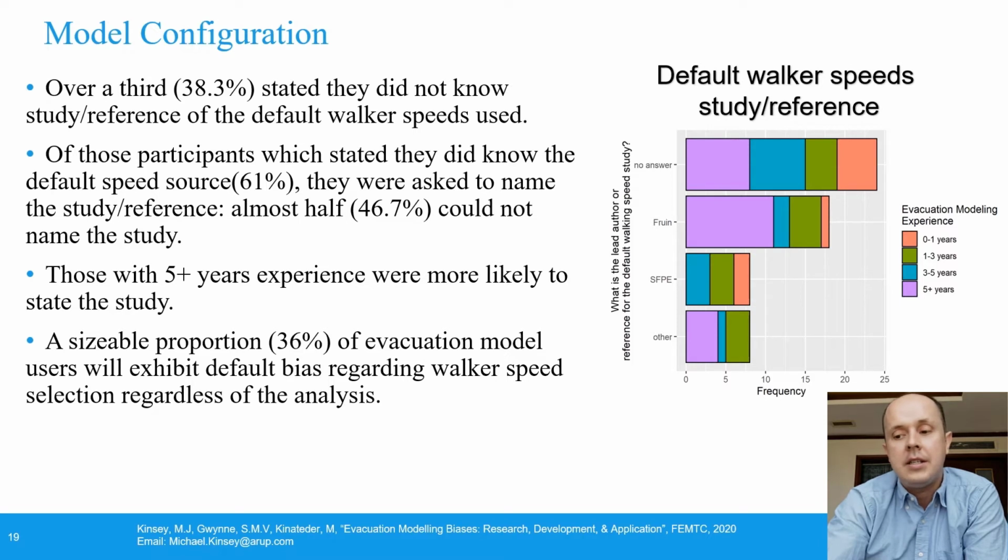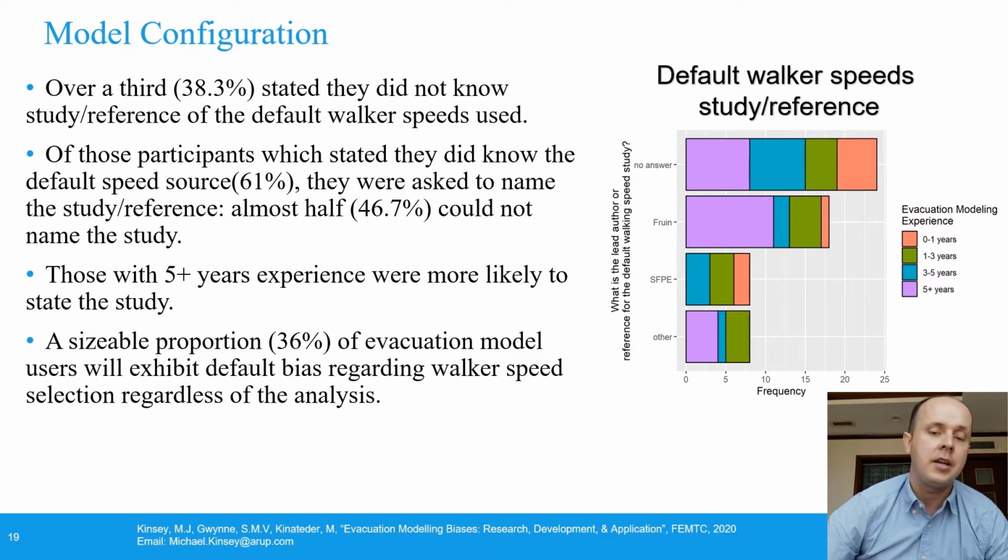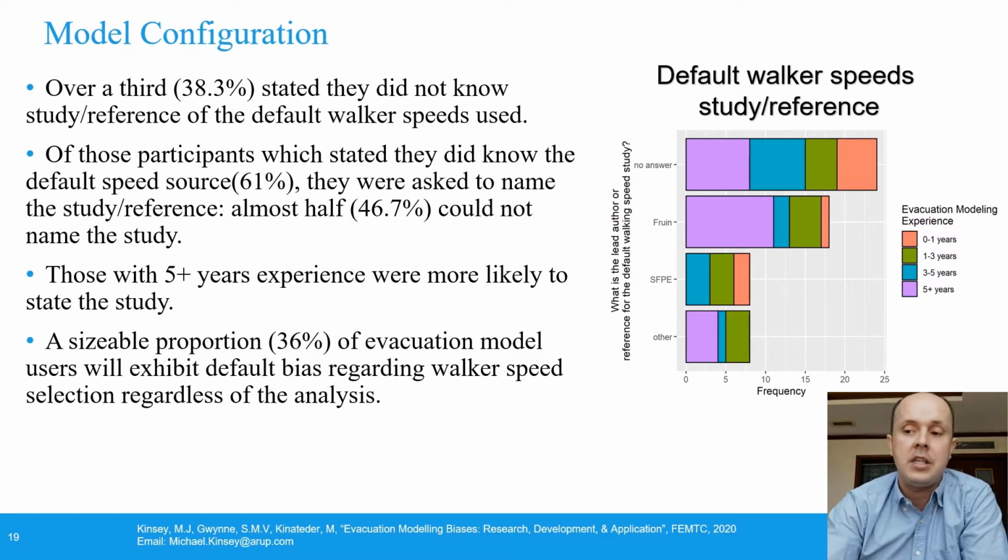So what this highlights is that there's a number of users of evacuation models that will use the default walker speeds very commonly, but they won't know what the study or reference is. And this could be an issue because it can perhaps highlight they're not aware of the limitations of the study, and they may be using it in situations where it's not appropriate.